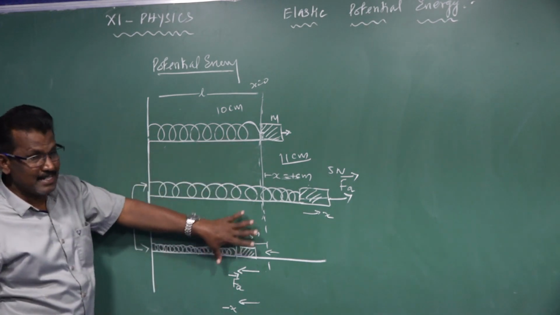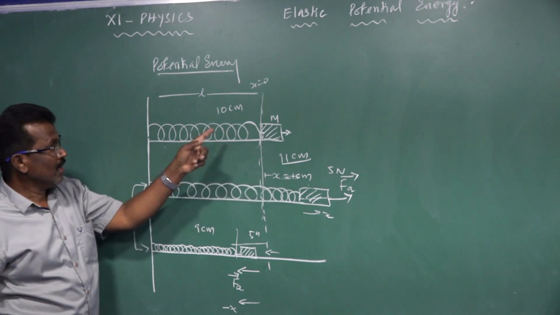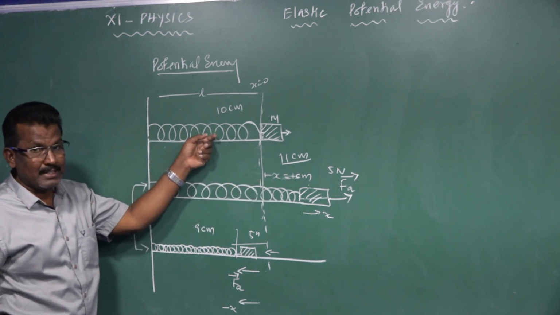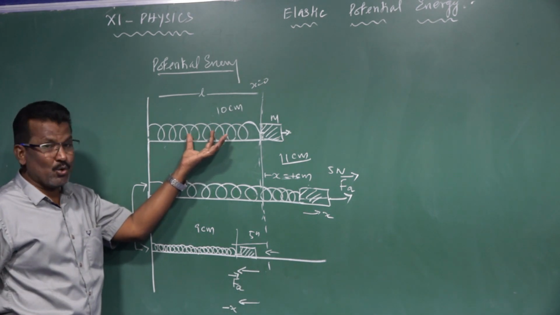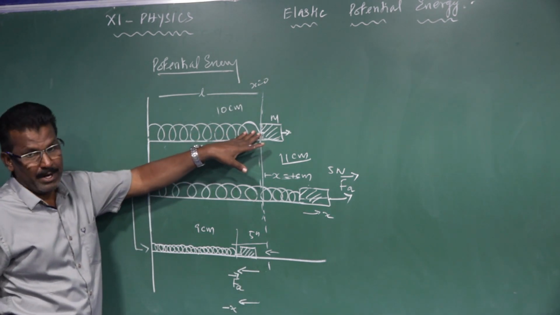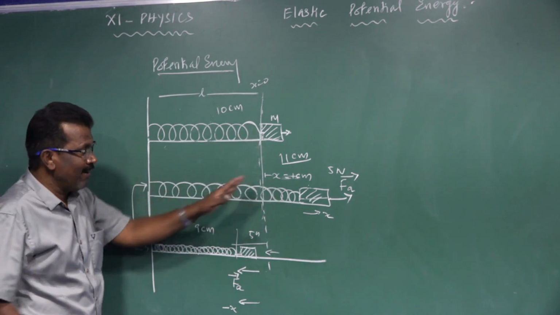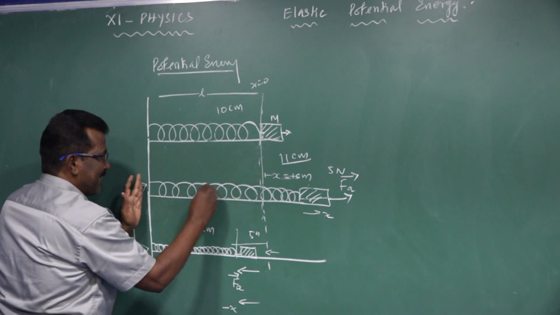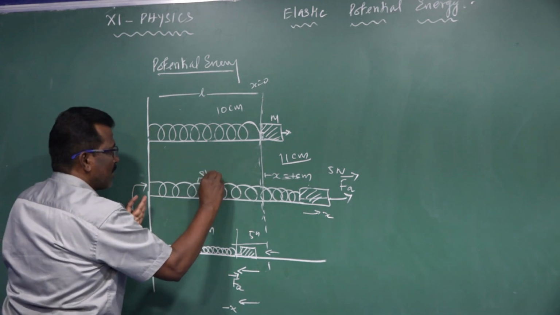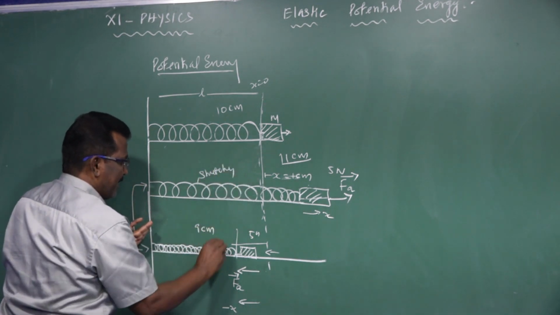In both cases, the energy is stored in the spring. In this case, it is the natural length of the spring, so no energy is stored because no force is applied on the body. The force is applied along the direction of the x-axis and the opposite direction of the x-axis. In this case, the body is stretched. Here, it is compressed.